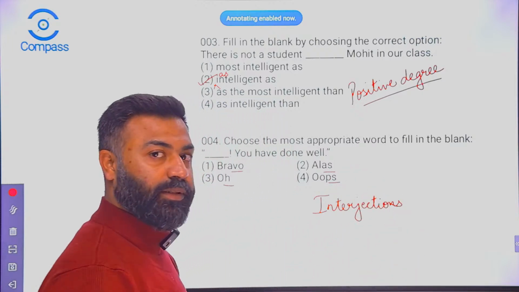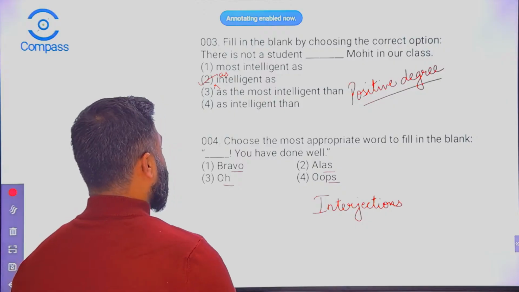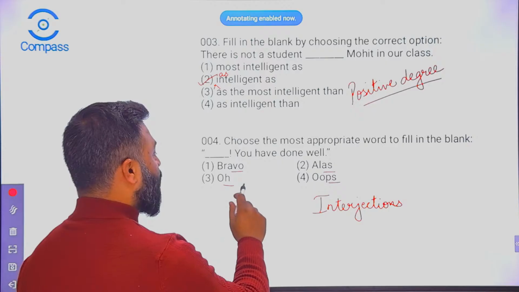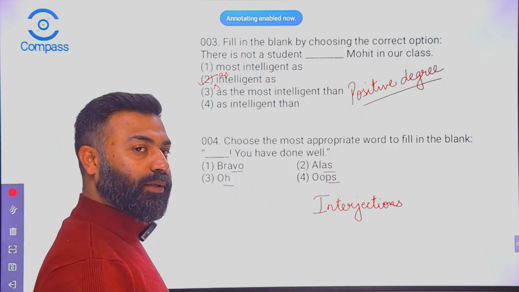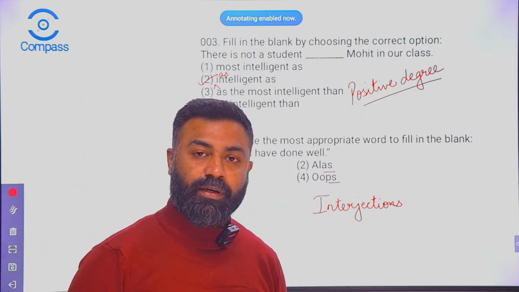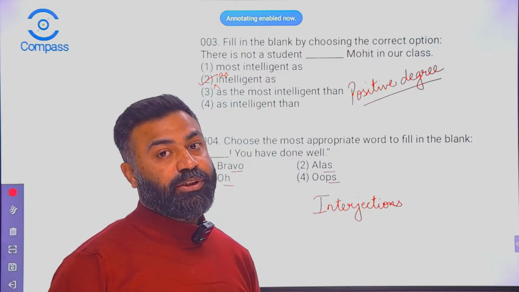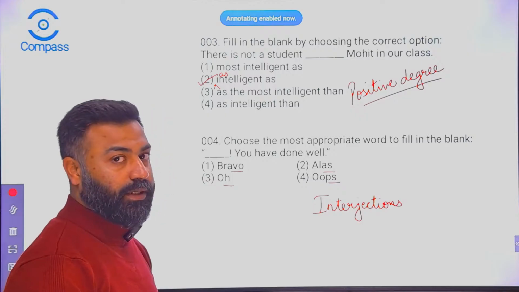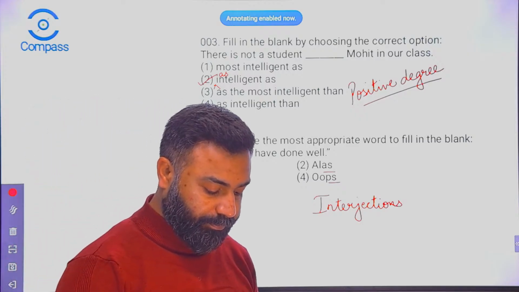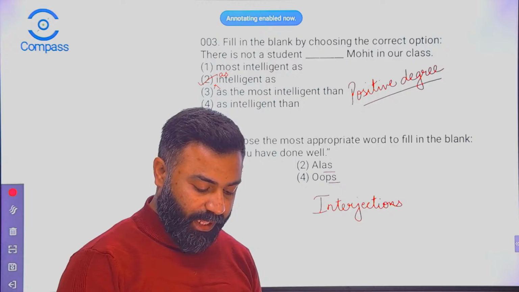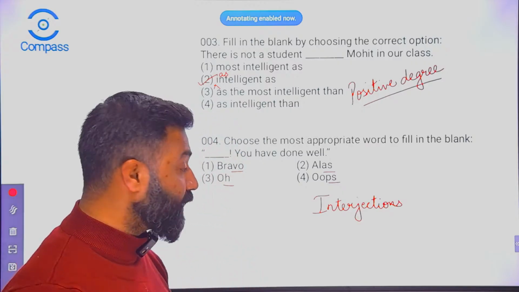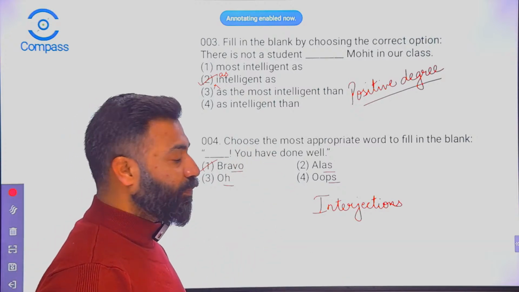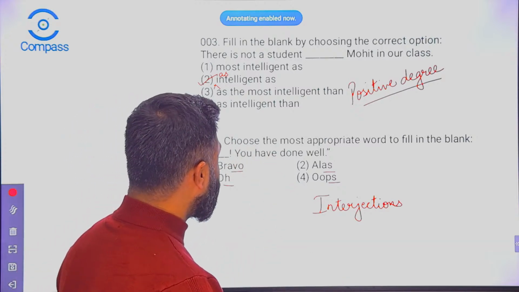Interjections. Right? All right. So, dash, and then there is an exclamatory mark. You have done well. So here is someone who is applauding or appreciating the other person. So in that case, which will be the correct option here? Okay, somebody has answered in the comment section. So that is bravo. So bravo is the correct option. Bravo, you have done well.